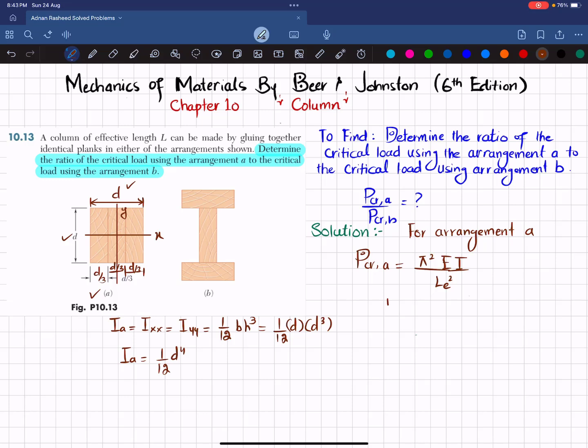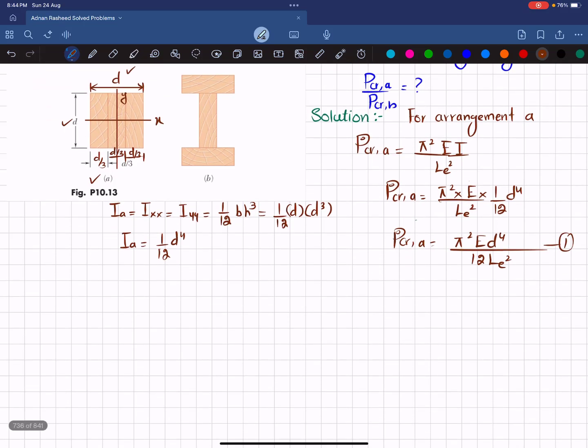If you put it in this formula, P critical for arrangement A will be equal to pi square multiplied by E, and moment of inertia 1 over 12 D power 4, divided by LE square. If you simplify it, you will get P critical for arrangement A equal to pi square E multiplied by D power 4 divided by 12 LE square. This is your equation number 1. This is the critical load for arrangement A.